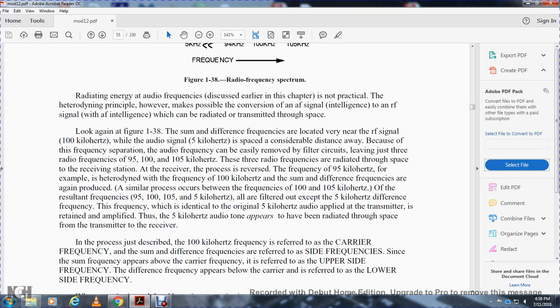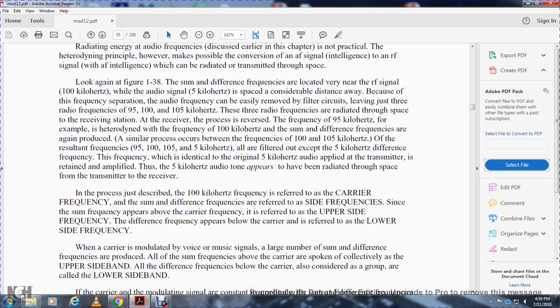At the receiver, the process is reversed. The frequency of 95 kilohertz, for example, heterodynes with the frequency of 100 kilohertz, and the sum and difference frequencies are again produced. A similar process occurs between the frequencies of 100 and 105 kilohertz. The resulting frequencies of 95, 105, and 200 kilohertz are filtered out, except the 5 kilohertz difference frequency. This frequency, identical to the original 5 kilohertz audio applied at the transmitter, is retained and amplified. Thus, the 5 kilohertz audio tone appears to have been radiated through space from transmitter to receiver.